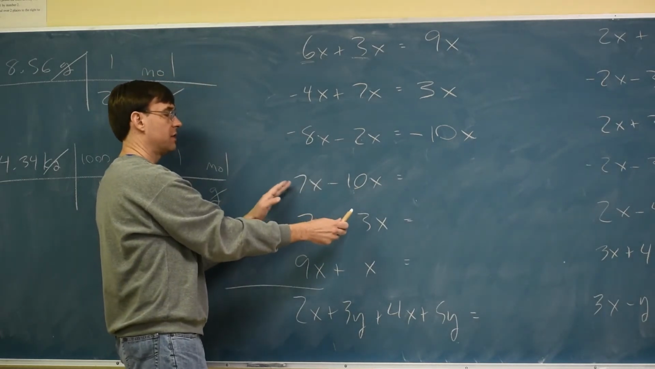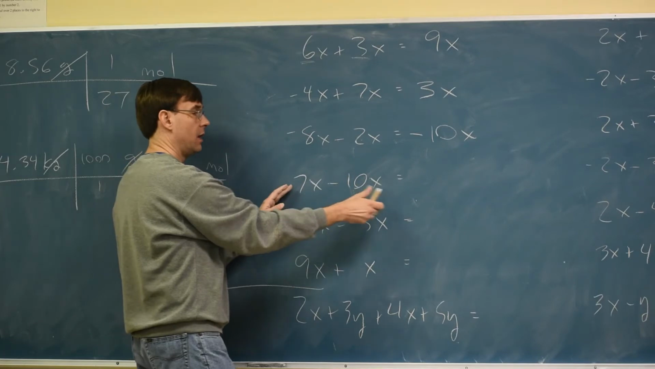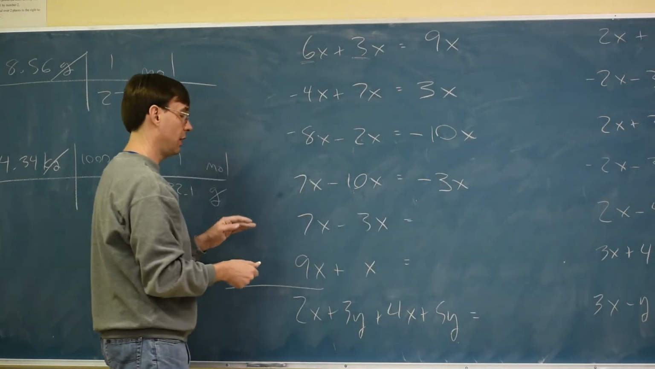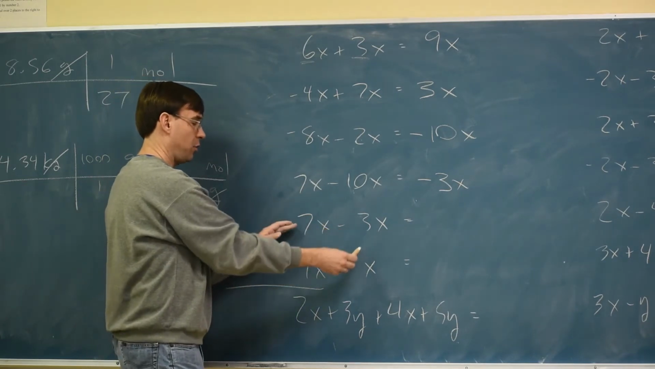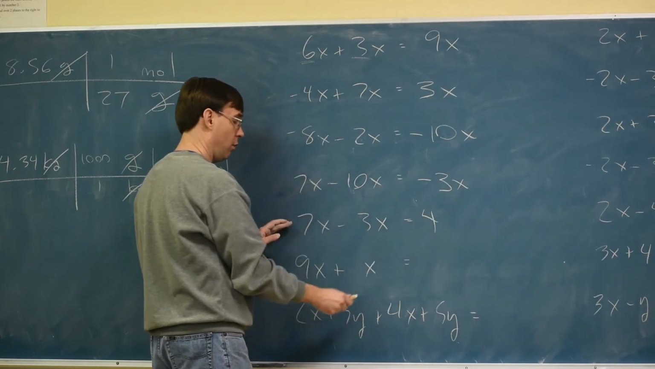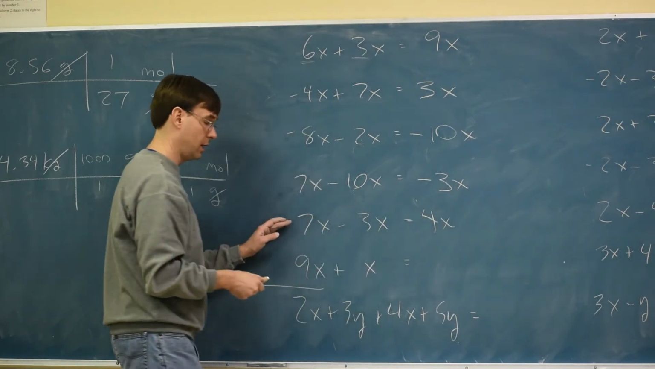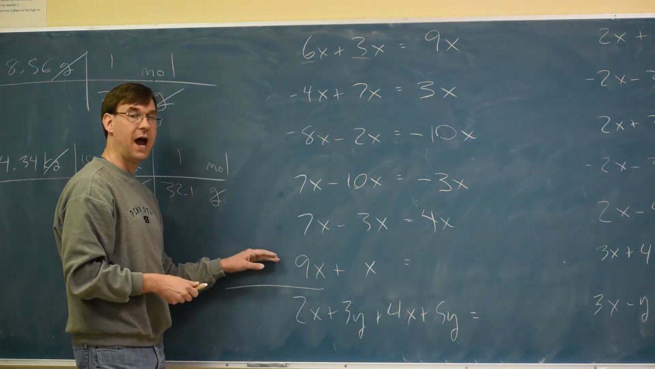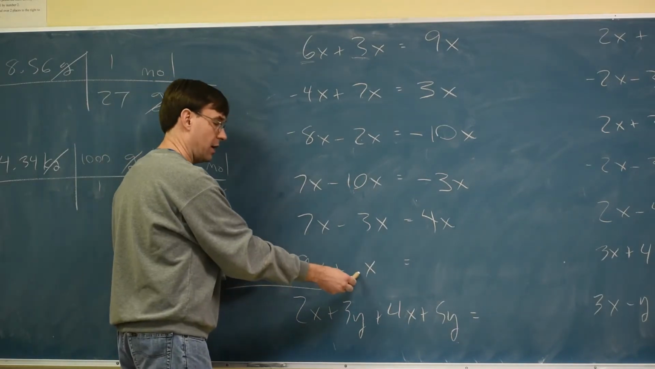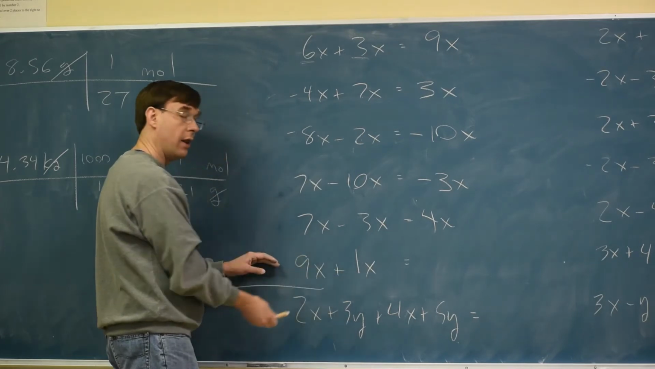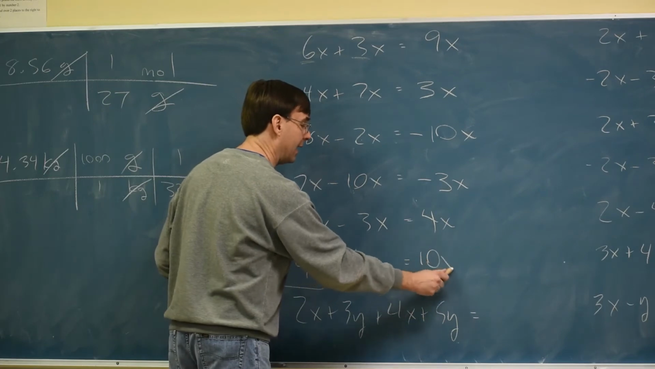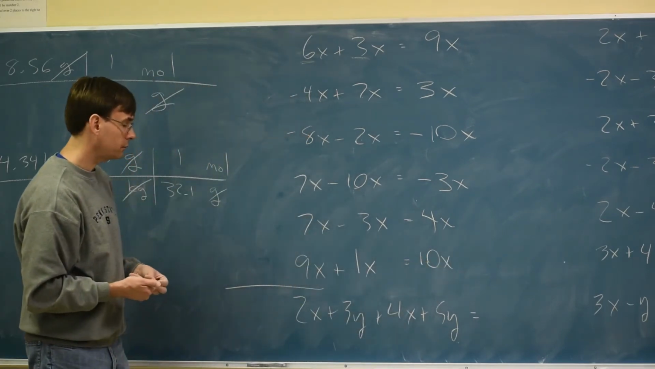This has a positive 7 and a negative 10. The negative is bigger by 3, leave the x on it. This has a positive 7 and a negative 3. The positive is bigger by 4, leave the x on it. And then here's a secret fact that you might or might not have known. If you don't see a coefficient, invisibly there's always a 1 there to help you. So 9 plus 1 makes 10, and leave the x on it.